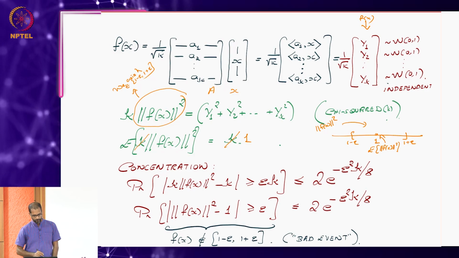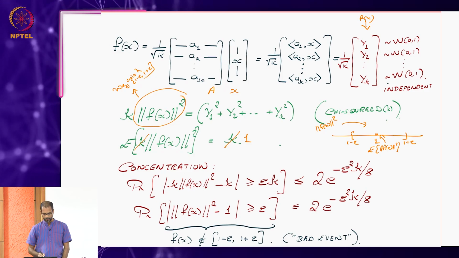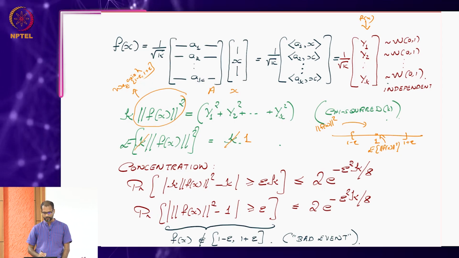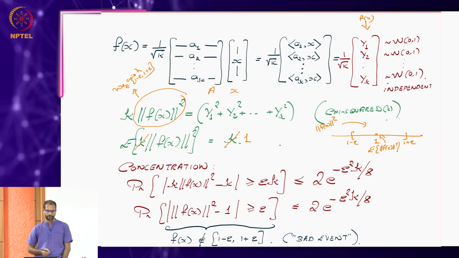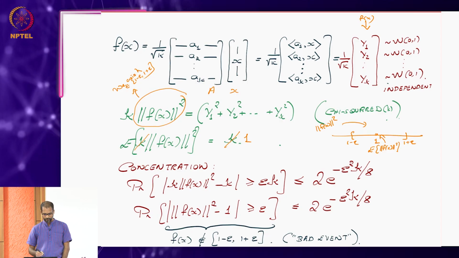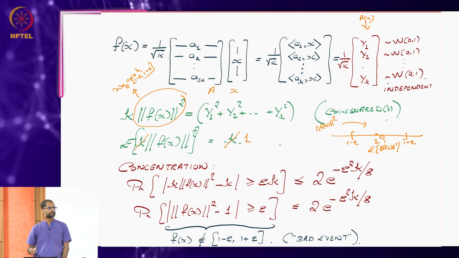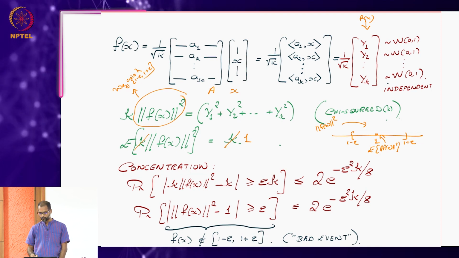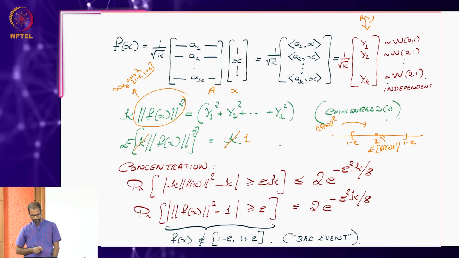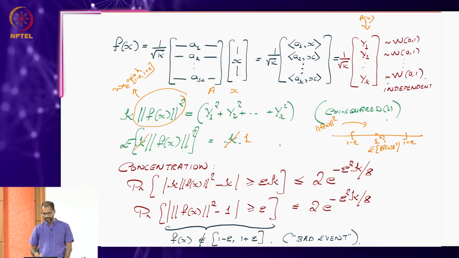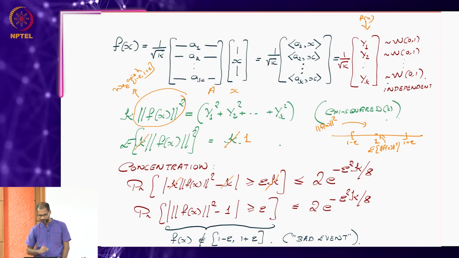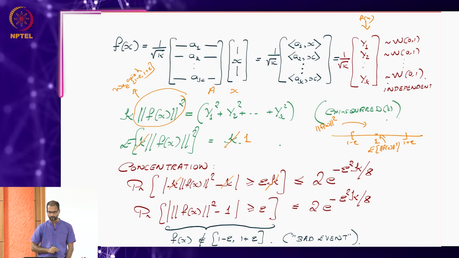Okay. So, I am copying that concentration there. The probability that this random variable k times norm of fx squared, which is the chi squared with k degrees of freedom, will deviate from its mean, which is k, in magnitude by more than some epsilon k, is at most 2 to the power minus epsilon squared k by 8. I am just copy pasting the previous thing, right. Now, I will just cancel out k from everywhere here, right.